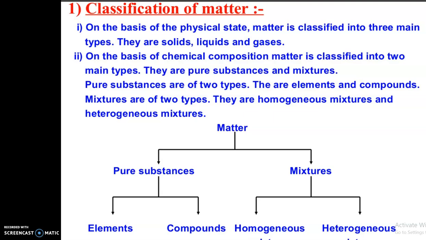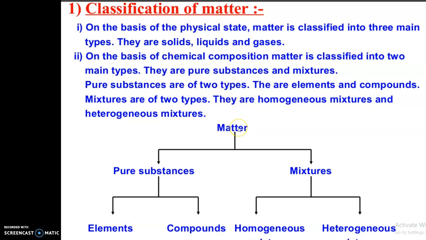The first important thing in the chapter is the classification of matter. So how can we classify matter? We can classify matter on the basis of physical state. On the basis of physical state, it is classified into solid, liquid and gas. And on the basis of chemical composition, we can classify it into two types: pure substances and mixtures. Further, pure substances can be classified into elements and compounds. Mixtures are of two types, homogeneous and heterogeneous.